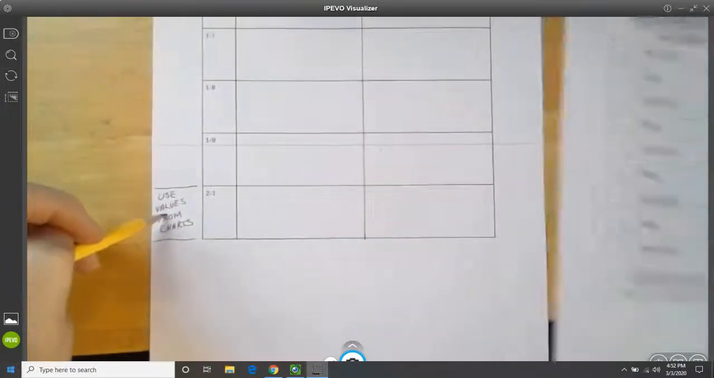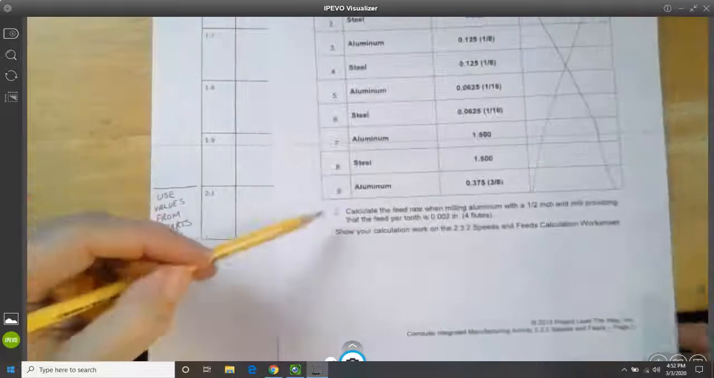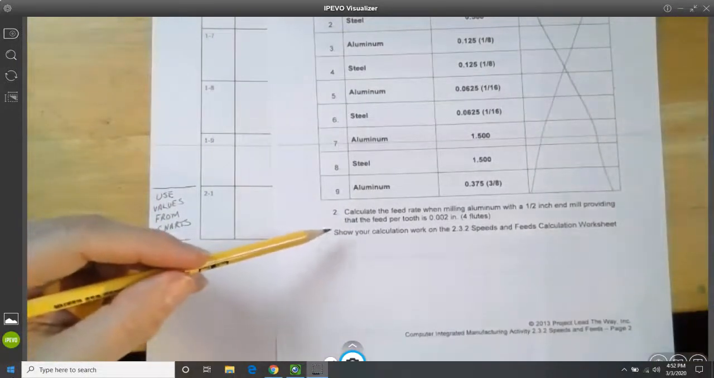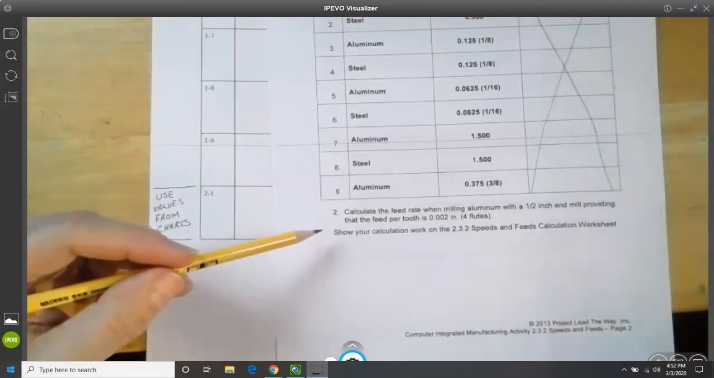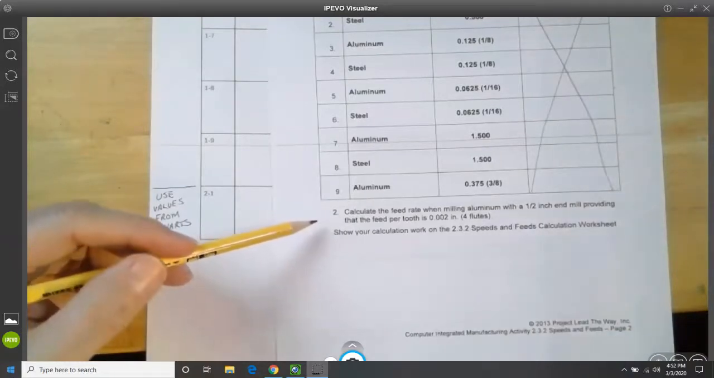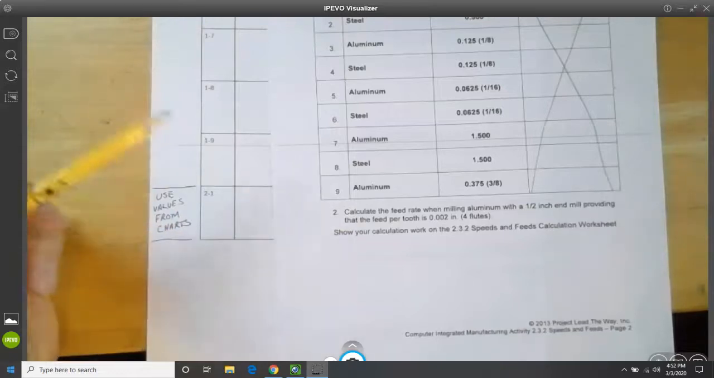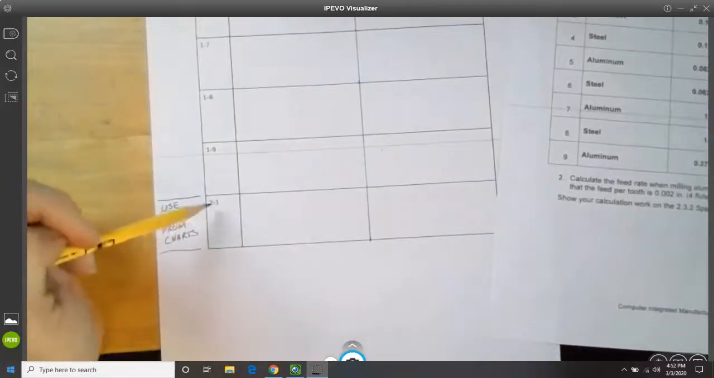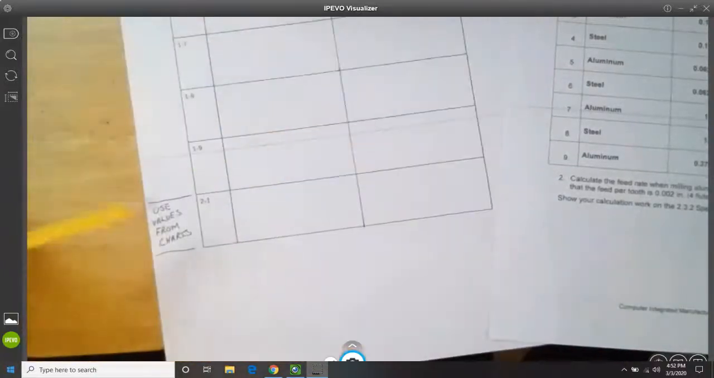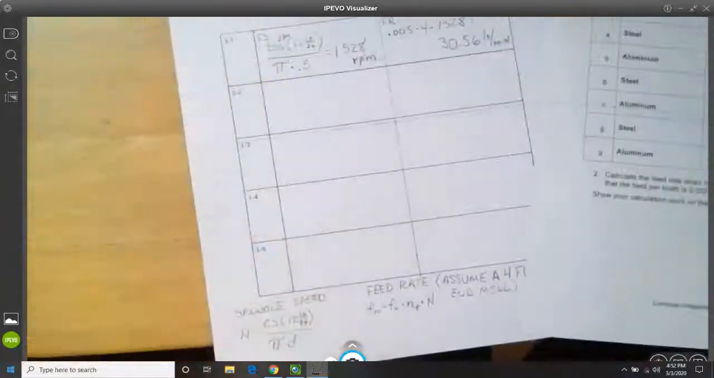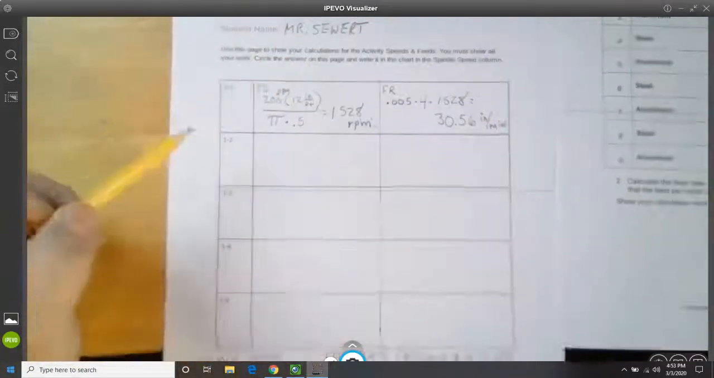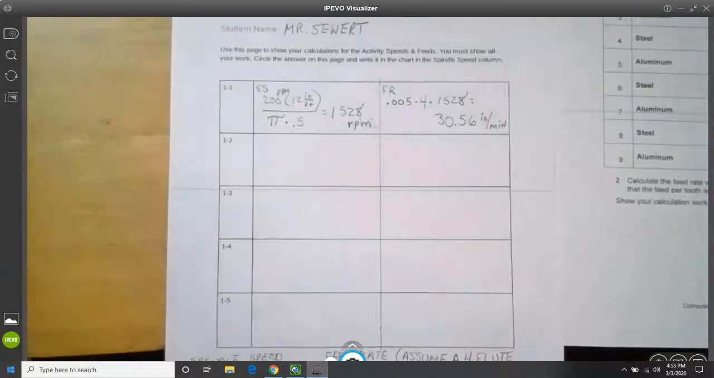And then this one down here, number 2, you're going to calculate the feed rate when milling aluminum with a 1/2 inch end mill, providing that the feed rate per tooth is 0.002 inches and that it's 4 flutes. So you'll use this 2-1 right down here to calculate this one. You have to show all your work. So show your math, and at the end of this you'll turn this in. Of course, you have to put your name on it. Okay? There you go.